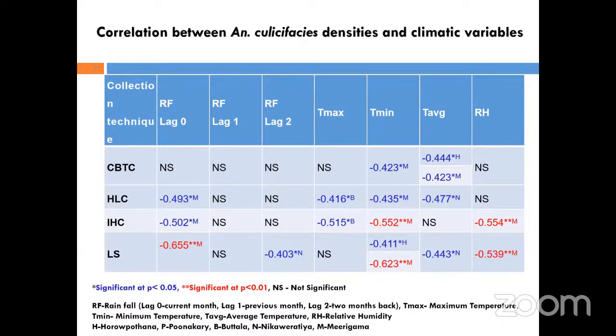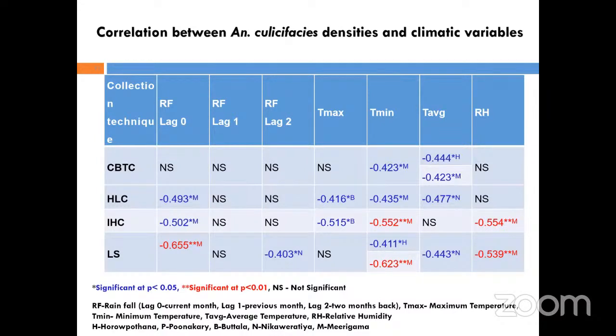It was observed that adult densities from indoor hand collection and human landing catches in Mirigama had a negative correlation with current month's rainfall. Again, larval densities of Mirigama had a strong negative correlation with the current month rainfall. Moreover, larval densities of Nikawaretiya also had a negative correlation with 2 months lag rainfall.